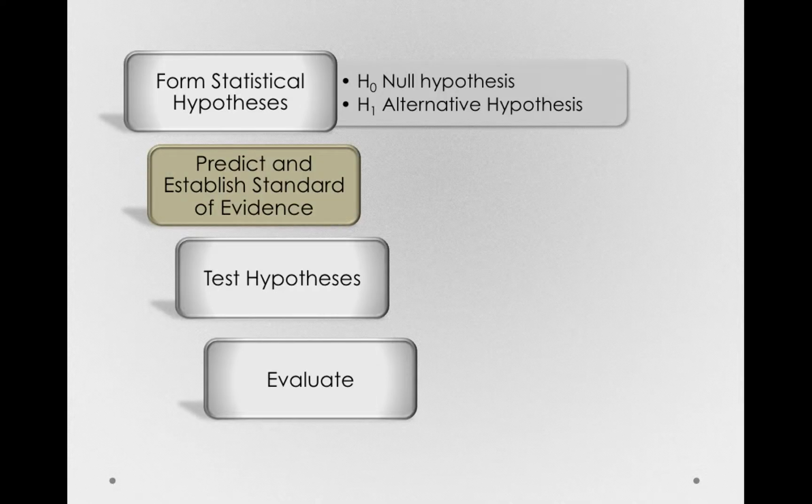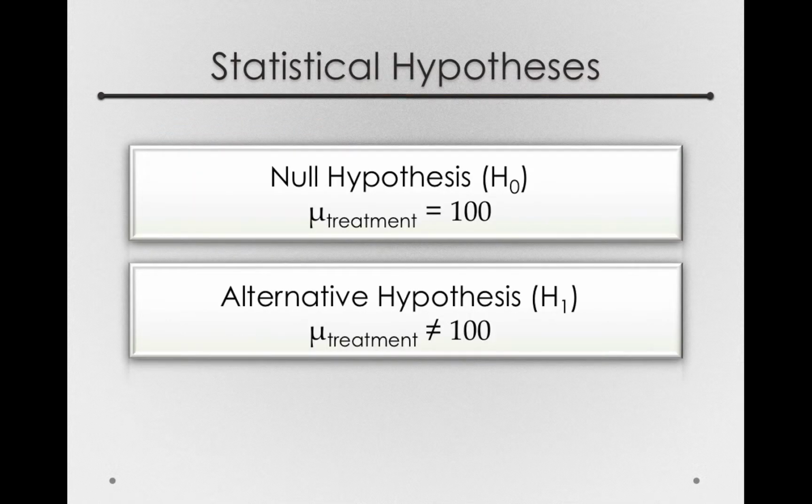Our next step will be predicting and establishing a standard of evidence. Specifically, we'll use one of these hypotheses to make predictions of what sample means would reasonably happen if only sampling error alone was acting. Now notice, it might seem reasonable to take the alternative hypothesis and make predictions from that, but it will be very hard to discredit the alternative hypothesis that the mean after treatment is not equal to 100. In science, we try to falsify theories or falsify hypotheses. That's the only way we can make good inferences. So we need a hypothesis that we can discredit.